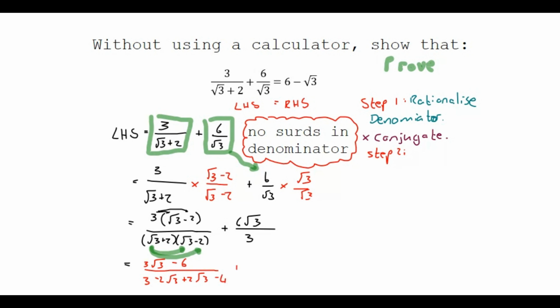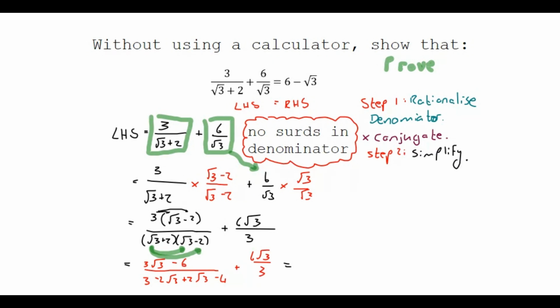And let's not forget this other fraction, plus 6 root 3 over 3. Alright, let's go back to the original color. And what we're going to do now is apply step 2. We've multiplied them out, and step 2 is simplify. It's as easy as that.